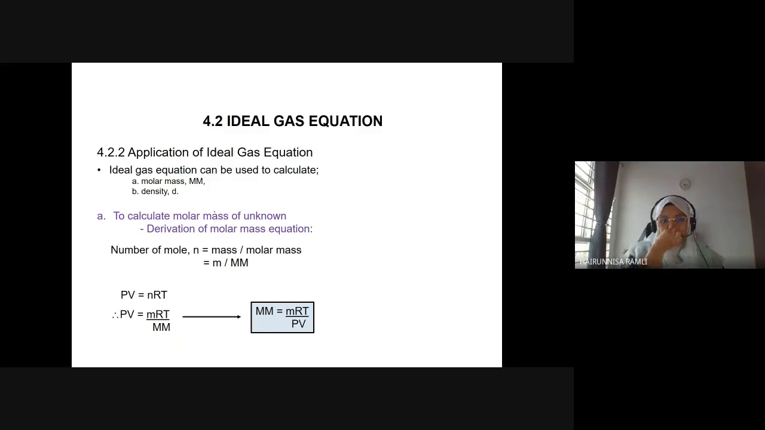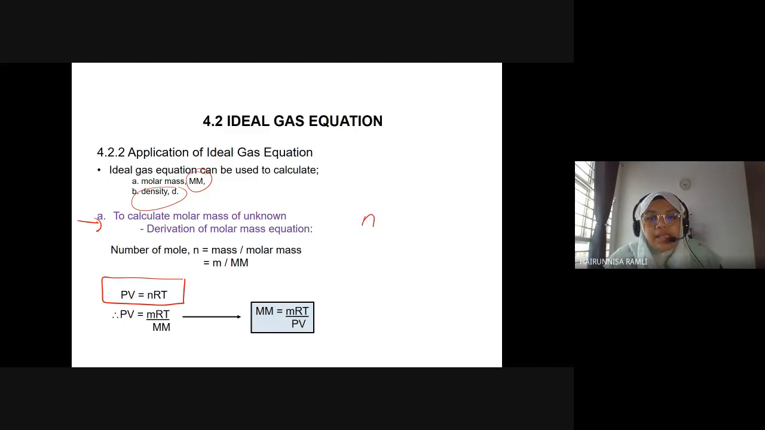Okay, so next. Tadi maksudnya based on PV and RT je lah. Okay, so kita ada juga application. We applied the gas equation to calculate molar mass or density. Okay, so first we move to the molar mass dulu eh. So we derive from the PV equals to NRT. We derive as PV equals to MRT over MM.